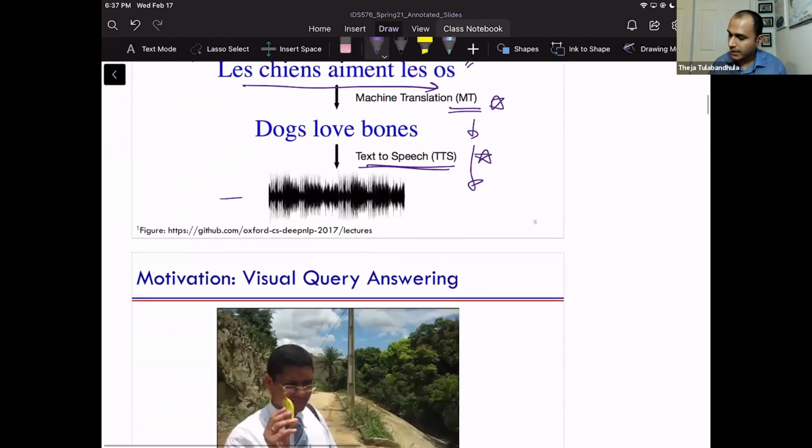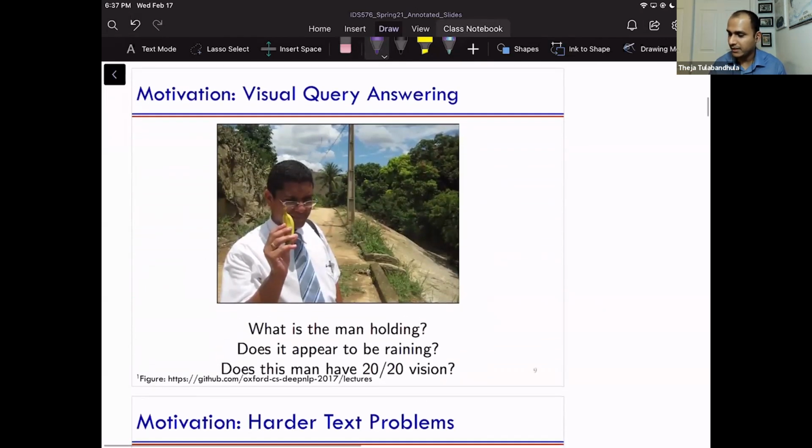Okay. And I guess one more example here is visual question answering, which is something researchers in academia have been looking at, where the input is an image and a bunch of questions, and you should be able to answer each of these questions.